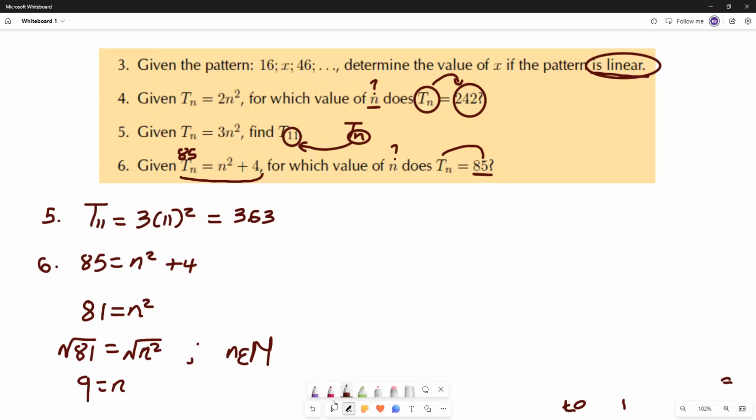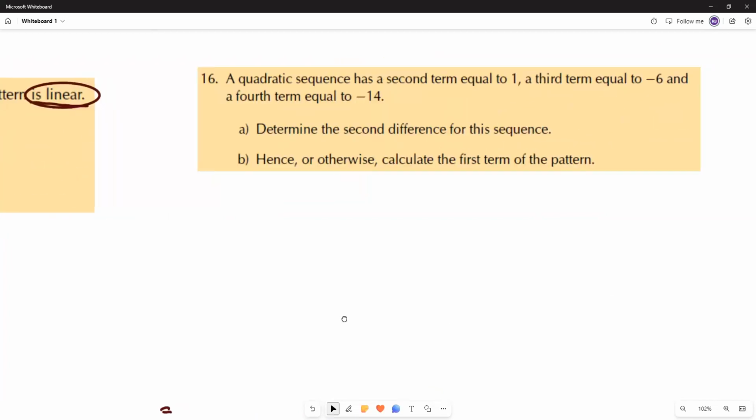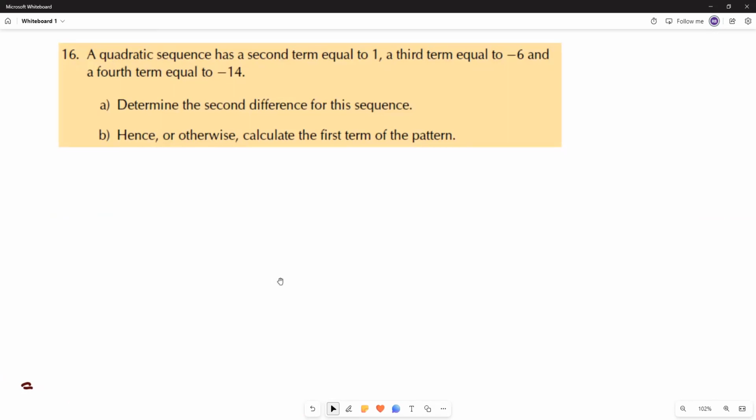Perfect. Let's go to the next question, ladies and gents. So we are on 16 now. They say a quadratic number pattern or a quadratic sequence has a second term equals to 1. They haven't given me term 1 yet, but I know that the second term equals 1, as the statement says here.